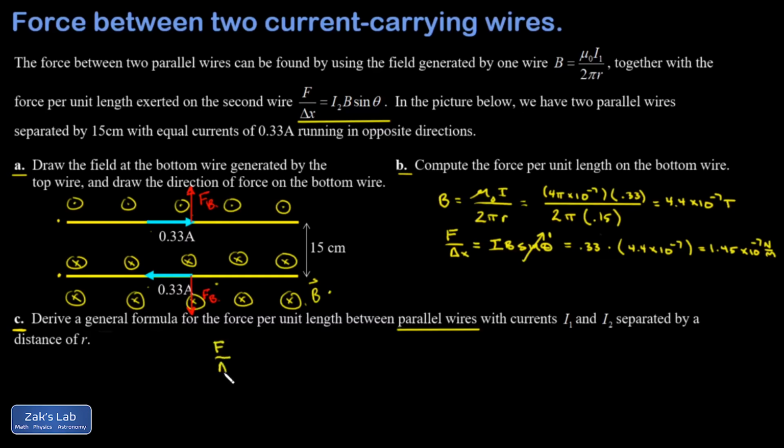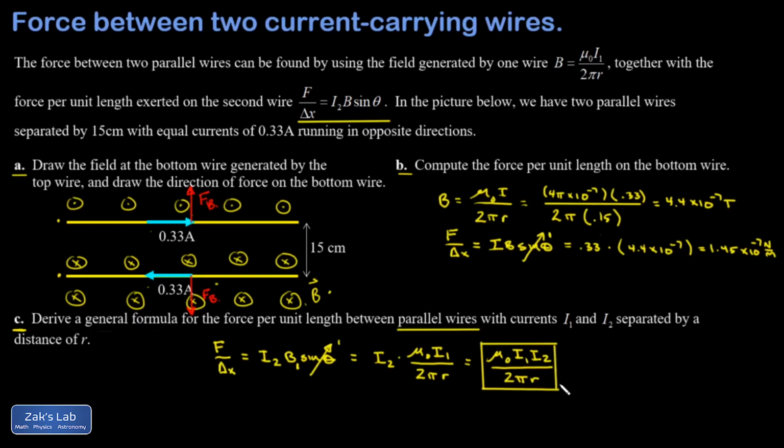I'm just going to write down the force per unit length on the bottom wire, and we're going to call that a current of I2, where the field it's feeling has been generated by the first wire, so we'll call that B1. And again, if the wires are parallel, then that current is perpendicular to the magnetic field, so the sine theta is out of the picture. And then I plug in the formula for the field generated by the top wire. That was mu naught I1, where I1 is the current in the first wire. And I arrive at a general formula for the force between two parallel wires.